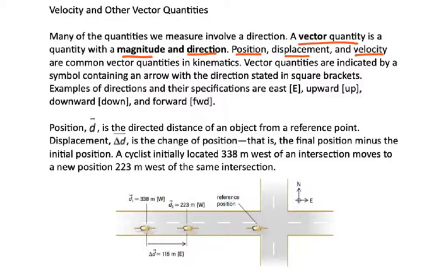Many times people are told that speed and velocity are the same thing. They are close. Speed is a scalar, it has no direction. Velocity is a vector, it does.